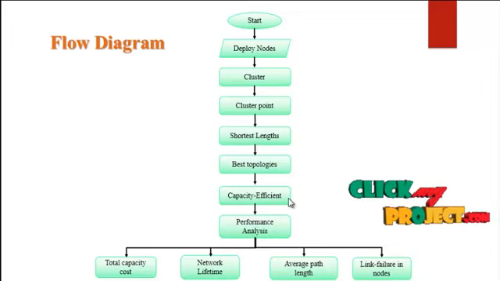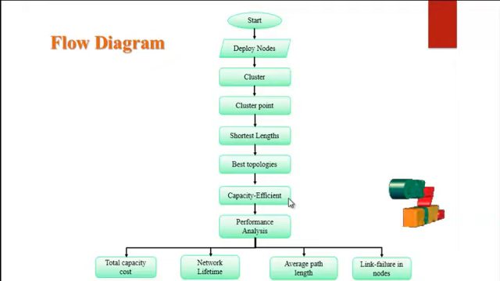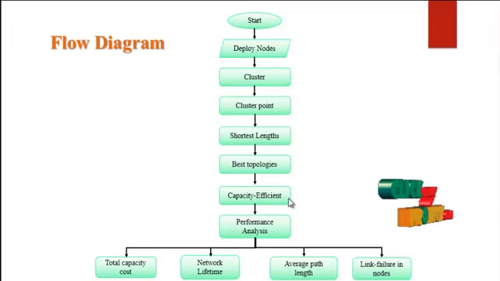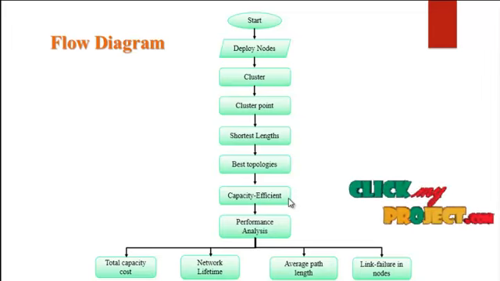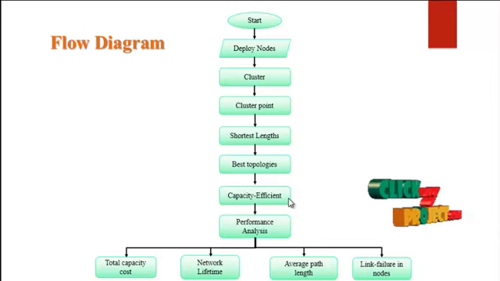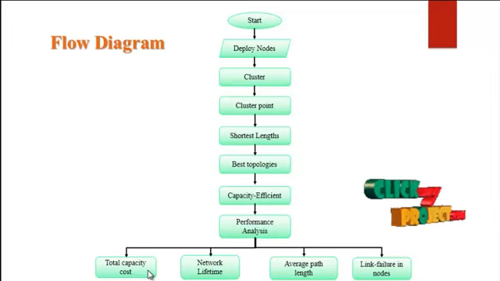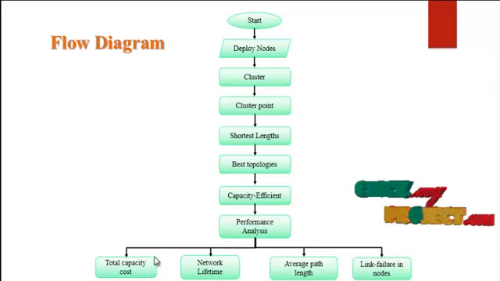In capacity efficiency, we use the capacity of the node, and for inactive nodes we check how efficiently we can store that energy and how the network lifetime can be recovered. So these are capacity and energy, and finally we see the performance. Here we find 4 performance metrics, and the first one is total capacity cost. This is the entire capacity of our sensor node network, so we find the total capacity cost. Next we move on to the network lifetime.